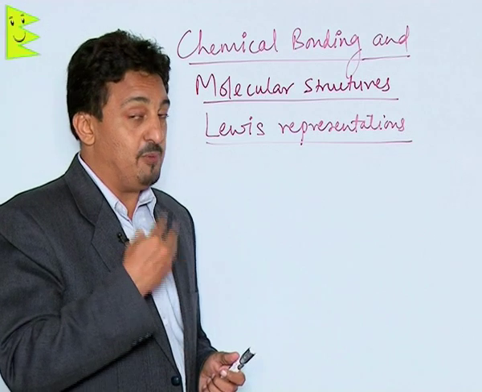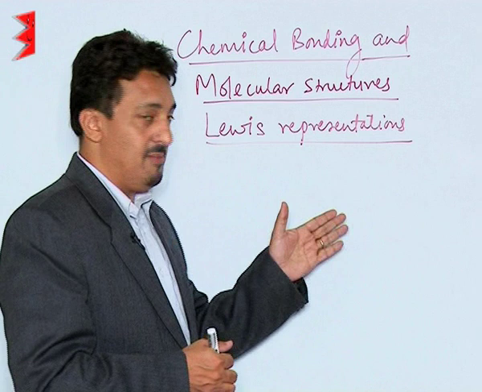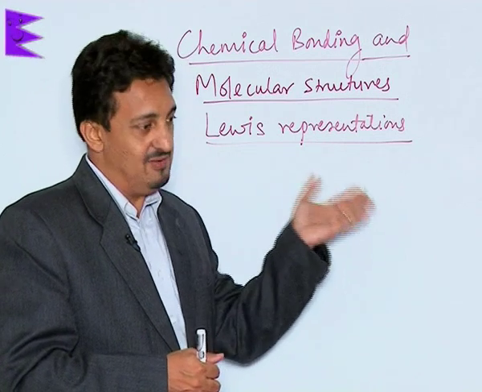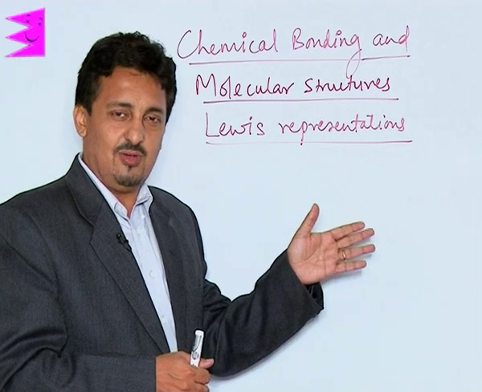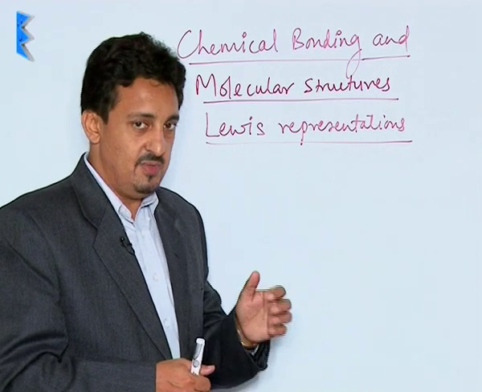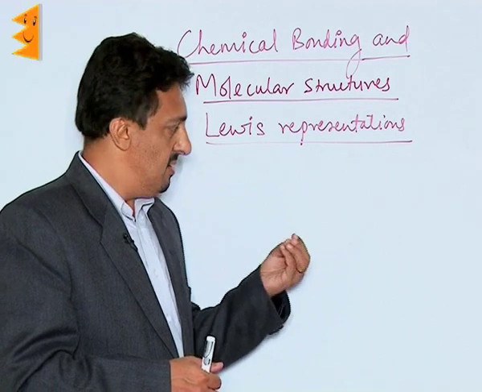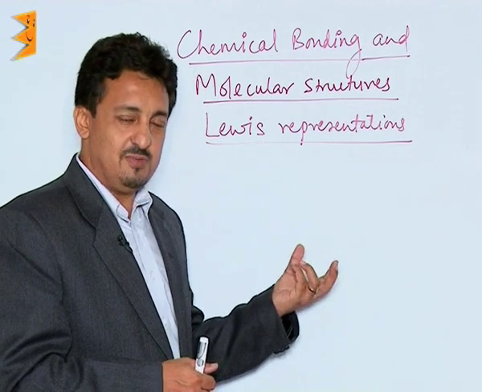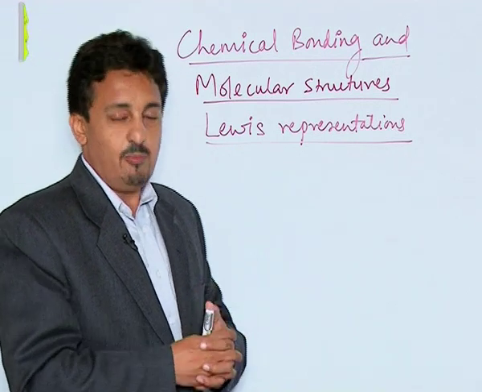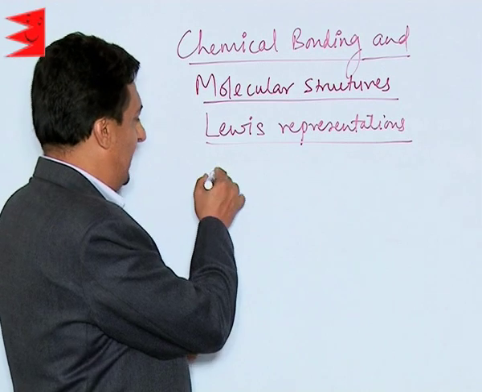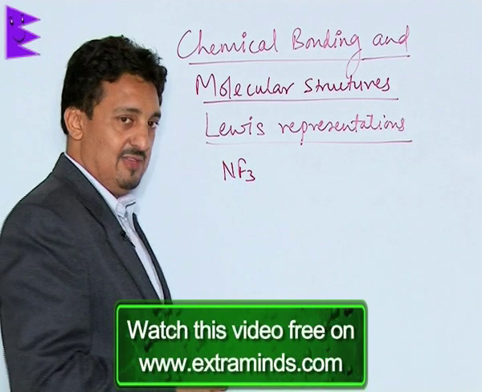Now you need not have a prior idea of the molecule's structure, because you will learn about the exact shapes of these molecules later on when we deal with hybridization, valence shell electron pair repulsion theory and other theories. But for now, it is a very simple, crude way of representing the types of bonds and how these atoms are joined to each other in polyatomic molecular species. Let us take an example like NF3, nitrogen trifluoride.